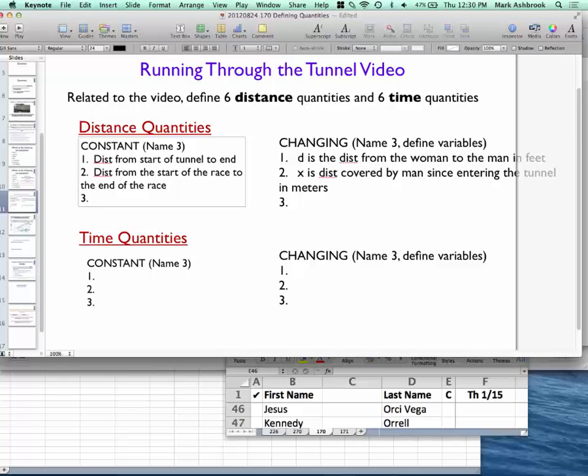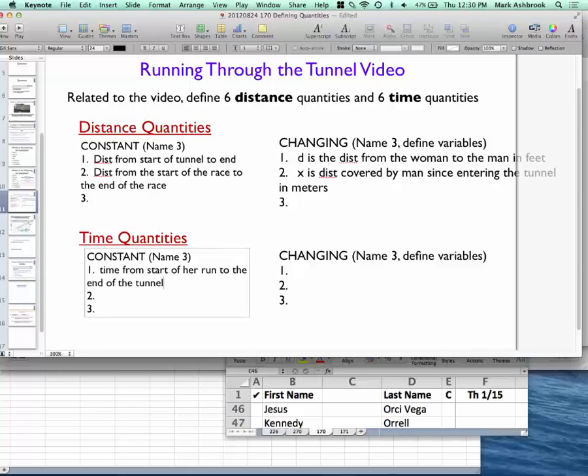Okay, let's do a constant time quantity. Where is Scott Volker? Constant time quantity. Time from the start of her run to the end of the tunnel. So start of a run. Start of the video or start of the race?